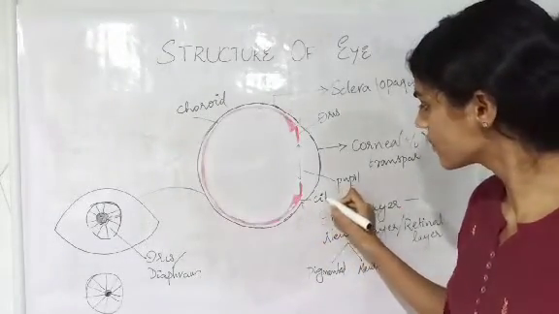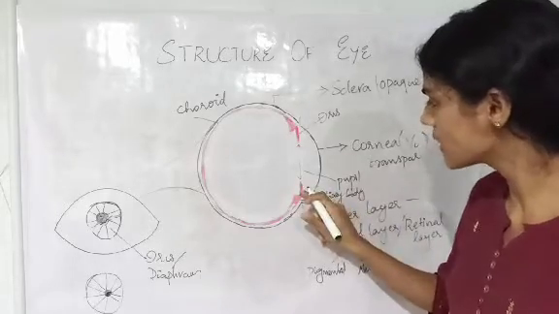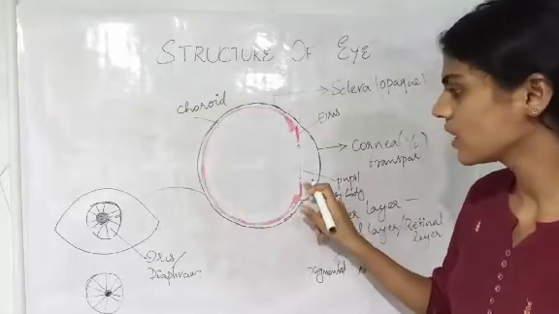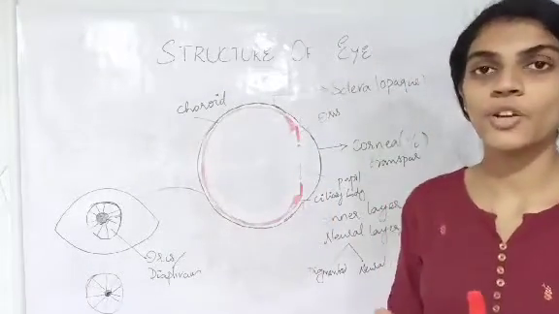This one is known as the ciliary body. So from the ciliary body, what is arising? This diaphragm is arising. That's all about the second layer. Now, moving on to the third layer.